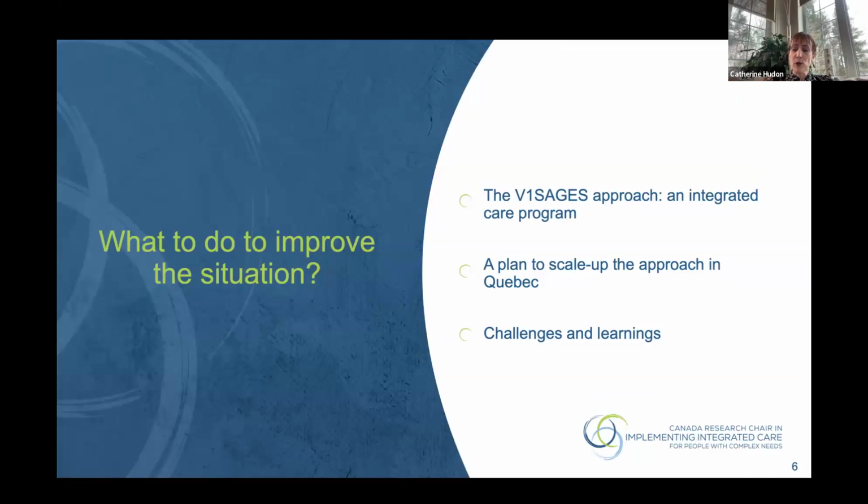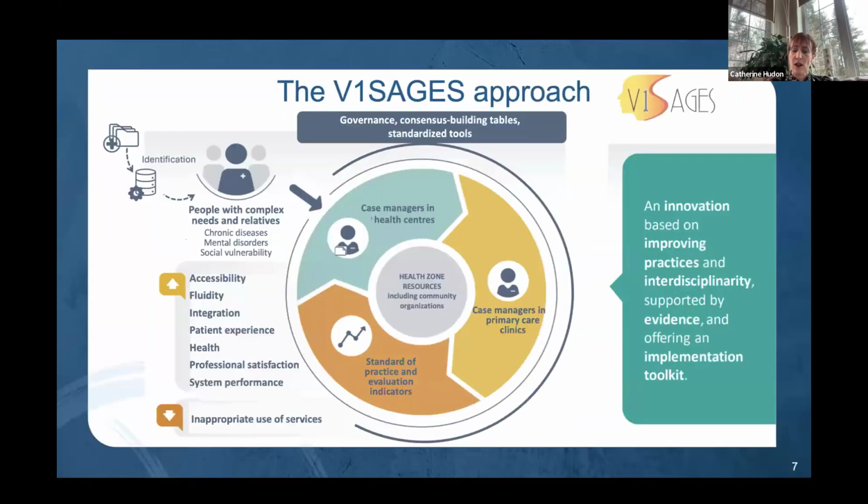What can we do to improve the situation and offer services that better meet the needs of this population? We will present the Visage approach, the process currently being scaled up in Quebec, and the challenges encountered and solutions developed to date. What is the Visage approach?